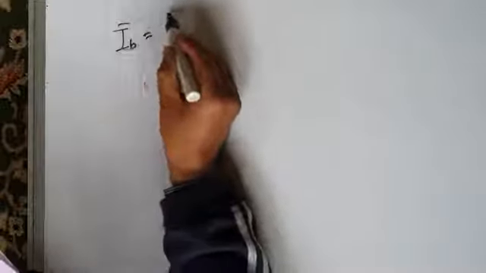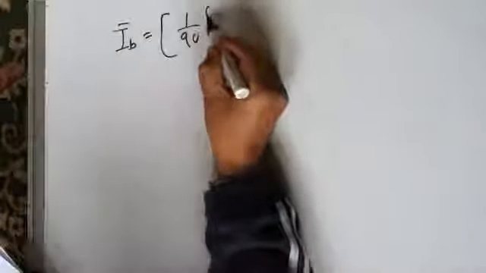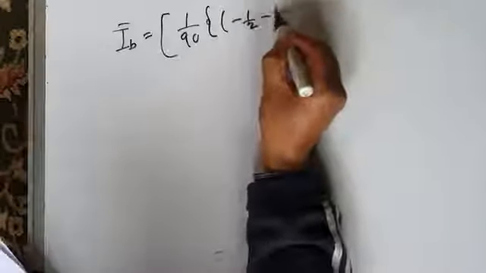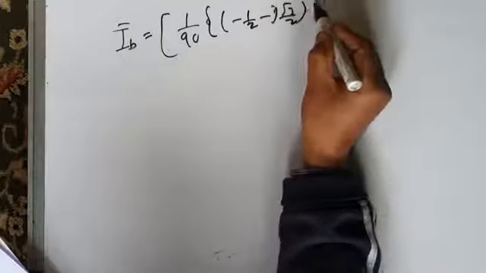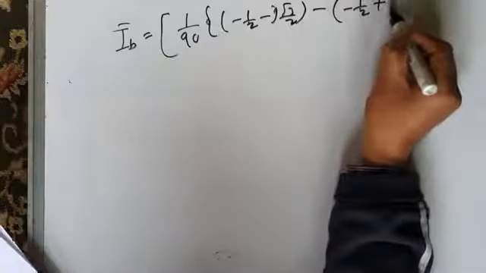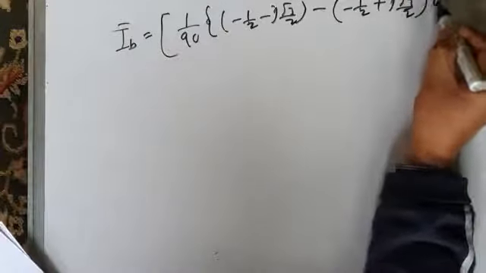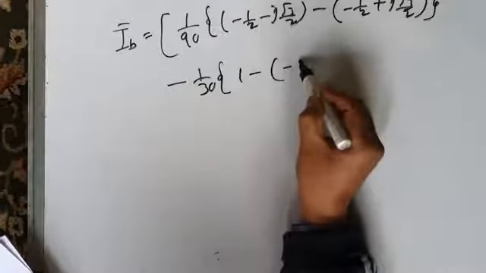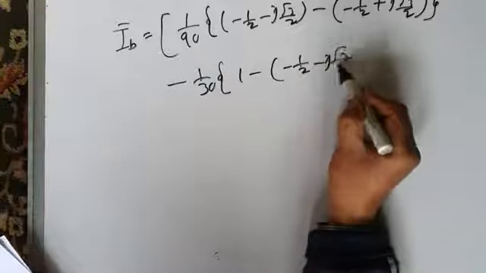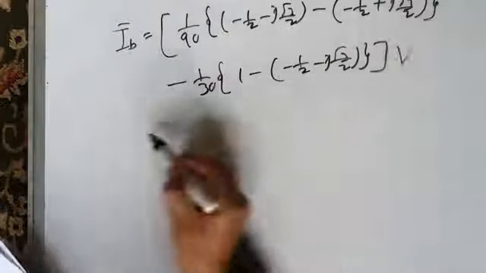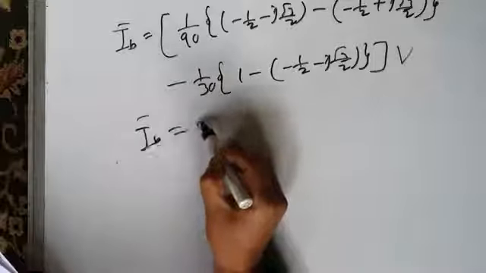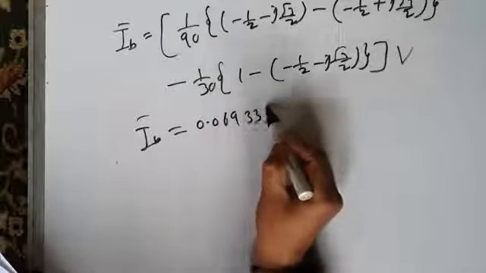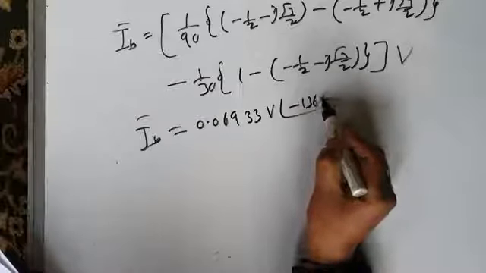YLAB you found a little while ago, and the operator is this. Similarly you can find IB and you can find IC. What is IB? IB will be 1/90 times (-1/2 minus j√3/2 minus (-1/2 plus j√3/2)) minus 1/30 into (1 minus (-1/2 minus j√3/2)) into V, and this IB comes out to be 0.06933 V at an angle of -136.1 degrees.